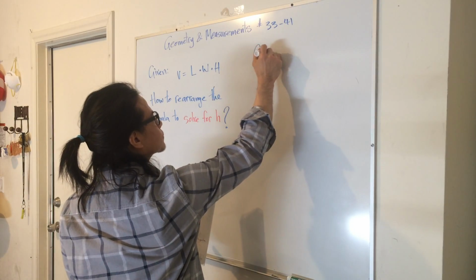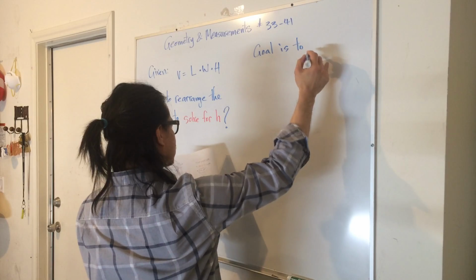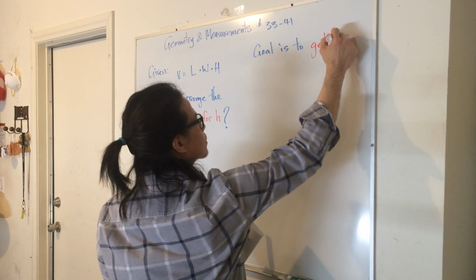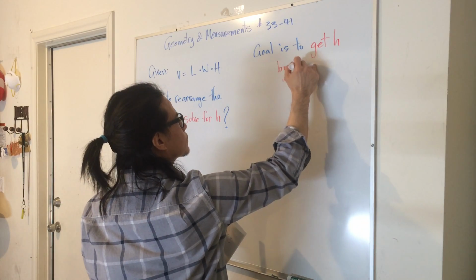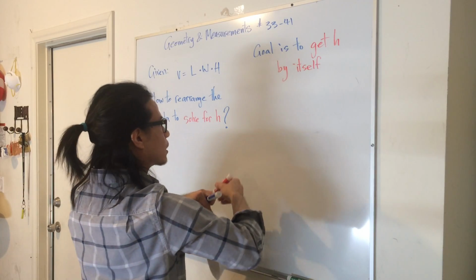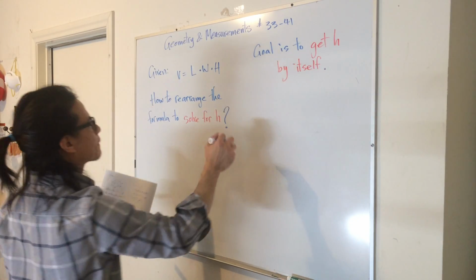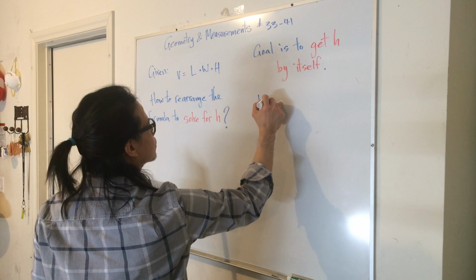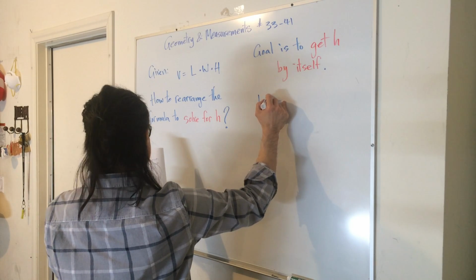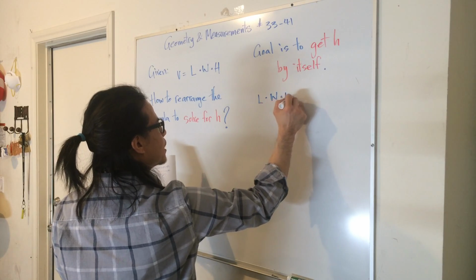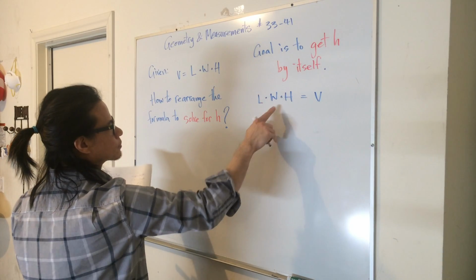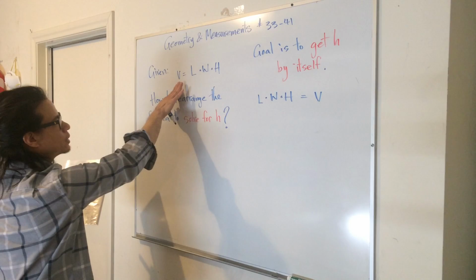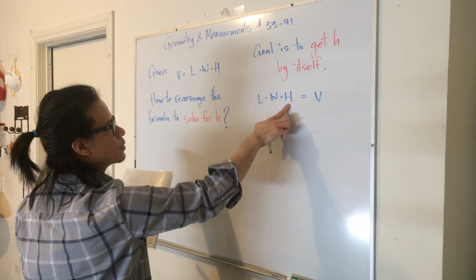So our goal is to isolate H. We want to get H by itself. Okay, so here's H. I want to get it by itself. So first thing, going to switch sides. So we have L times W times H is equal to the volume. I didn't do anything other than just put the V on the left, bring it to the right, and whatever is on the right to the left. Okay, so there is H.